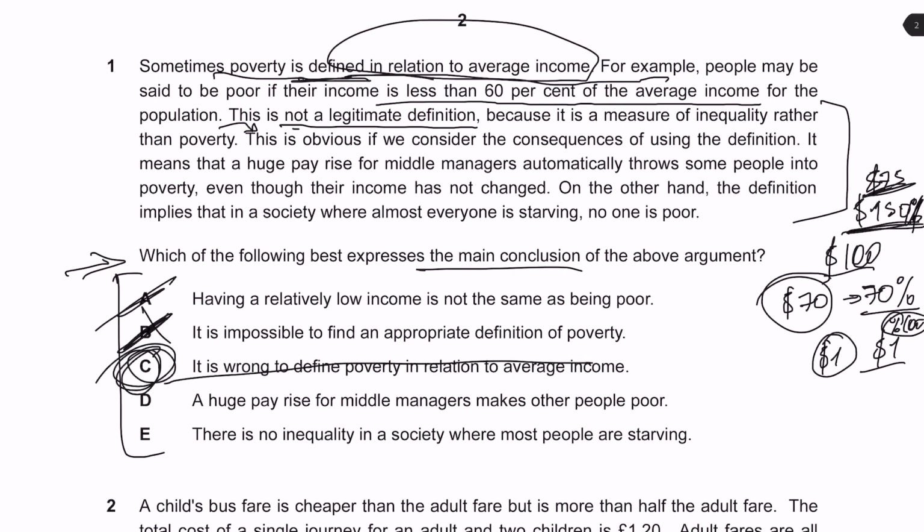So this is the answer that we're looking for, C. C is the paraphrase of this. This is not a legitimate definition. So, poverty defined in relation to average income is not a legitimate definition. It is wrong to define poverty in relation to average income. They're the same. So this is our answer. Thank you. We're moving to the second question.